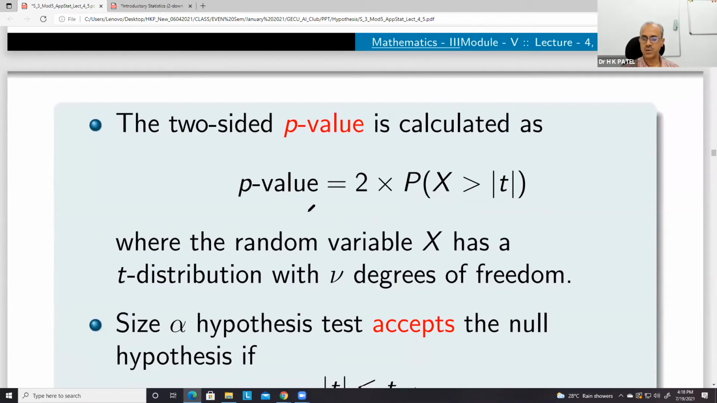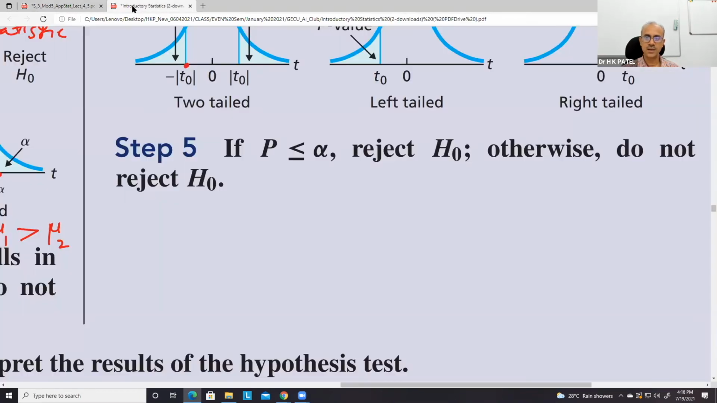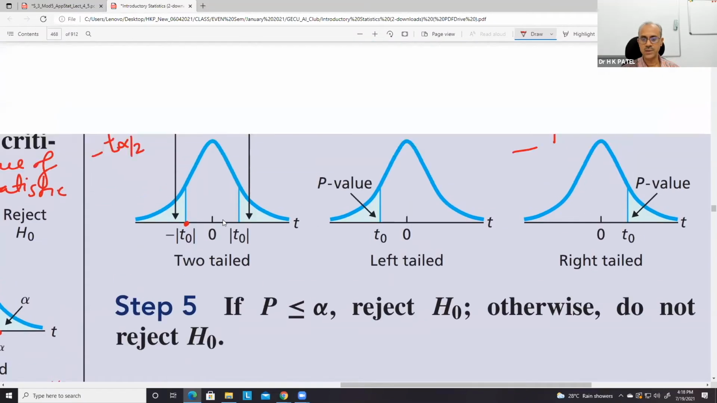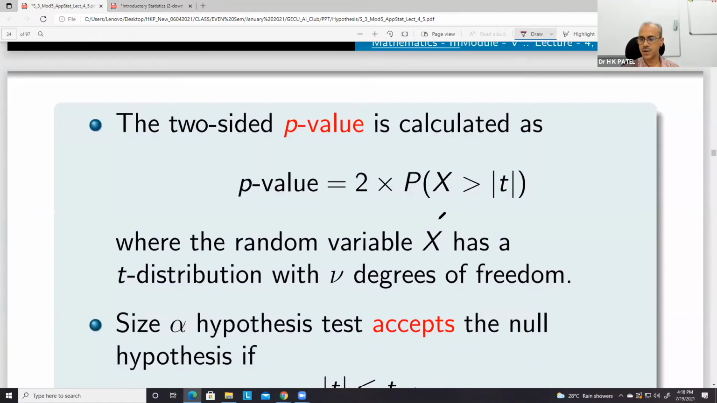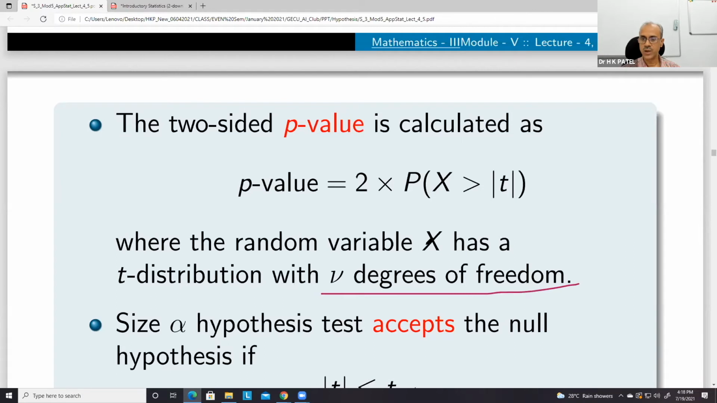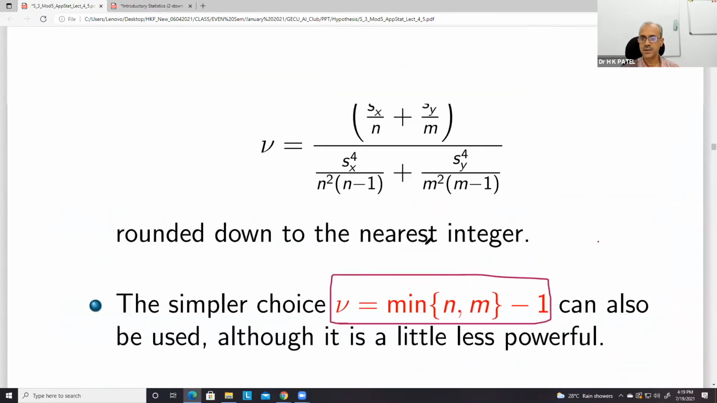And P value, as we have seen, is 2 times one side area, either right side or left side. Both are equal because the curve is symmetric. So either we can take x greater than mod t or x less than minus mod t, no problem. So it is twice the P value, and this x is actually T distribution having nu degrees of freedom, where nu is given by this formula.